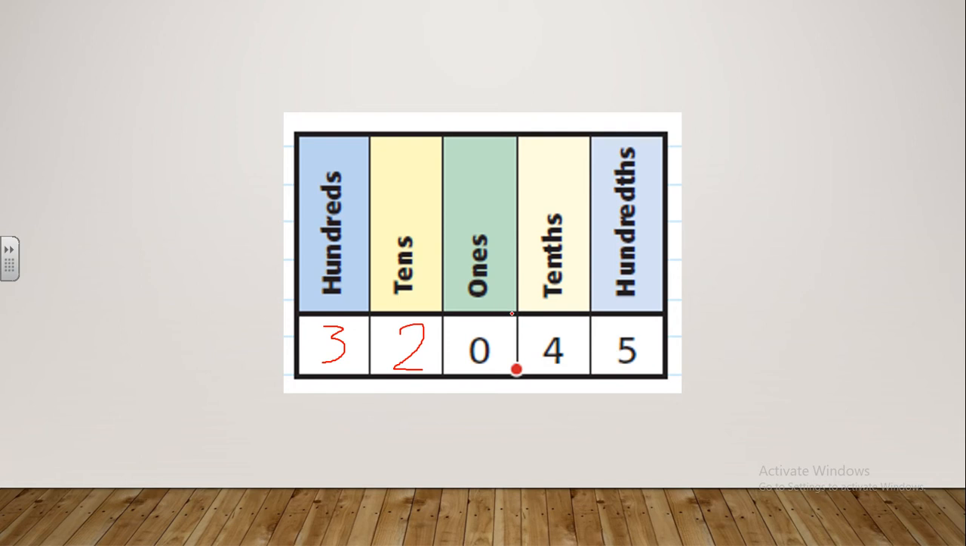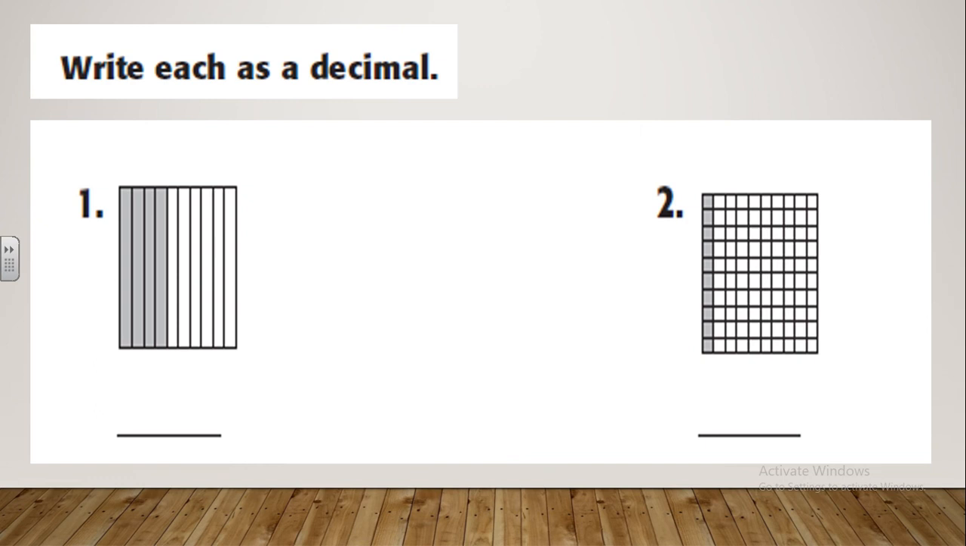Okay? Don't forget, this is so important. If you don't know the name of each place, you cannot solve any question from this lesson. Okay? So don't forget. Let's start. Here he wants you to write each as a decimal. So he gave you this picture and he wants you to represent this shaded part as a decimal.